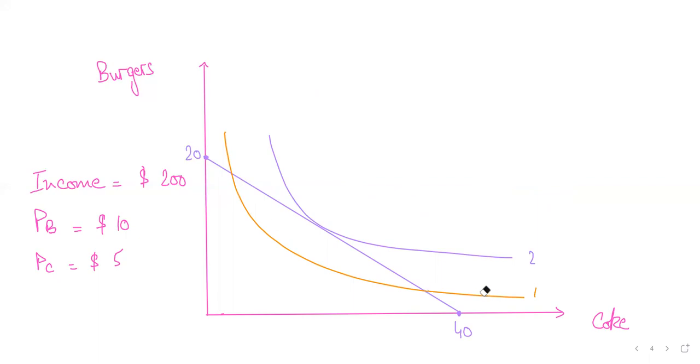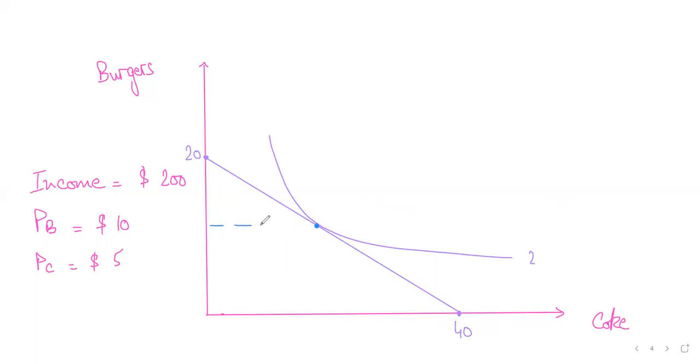Now 1 is achievable because you can see that it lies within the budget line. 2 is also achievable, but only on this point, not on other points, right? And why would the consumer prefer to operate on 2? Because 2 is higher than 1, which means that 2 will give you more satisfaction. It's further away from the origin, right? So 2 will be more desirable for the consumer compared to 1.